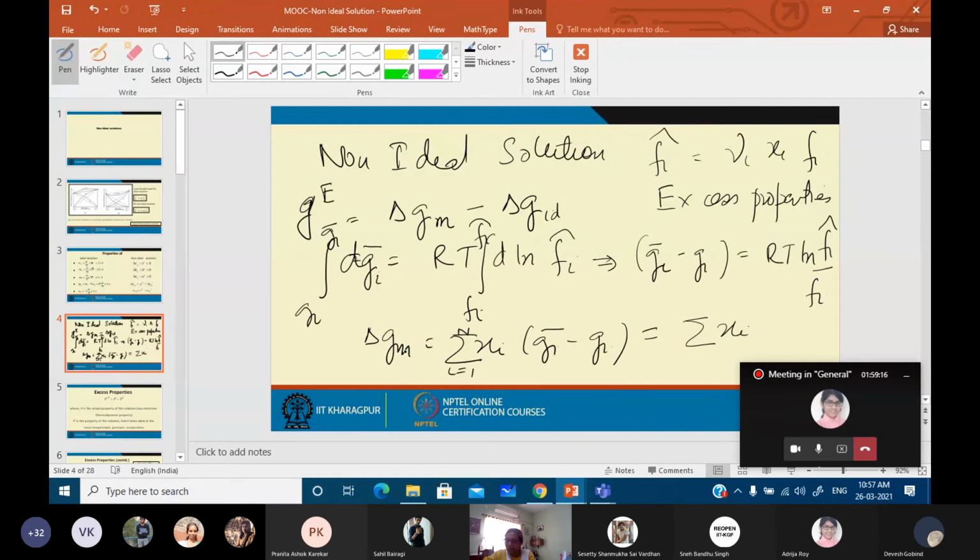This is Xi, because I'm dealing with molar properties. Xi RT ln Fi, sorry, very sorry. This is Fi bar by Fi. Can I write this down in this particular way? Yes or no? Yes, ma'am. I can write it down, isn't it? Now you tell me, what is this Fi bar by Fi for a non-ideal solution? It is nothing but equal to gamma i Xi.